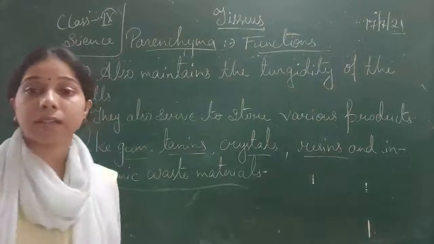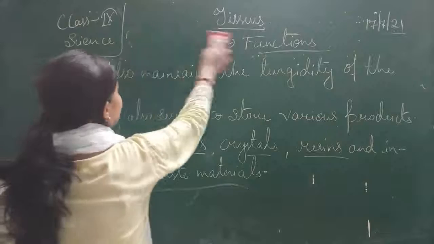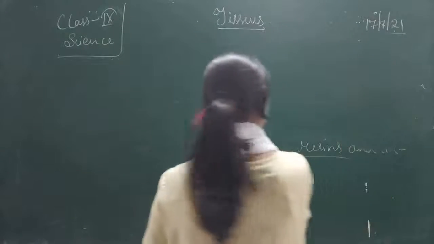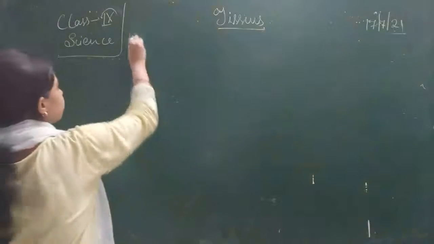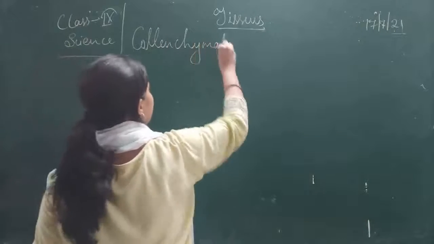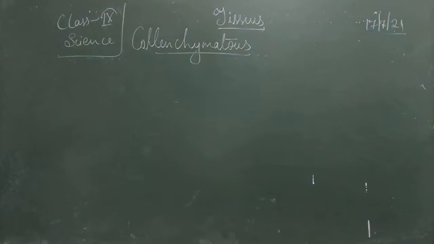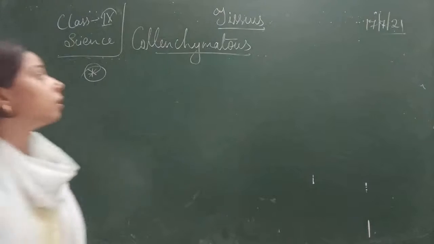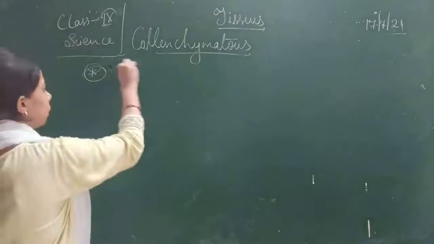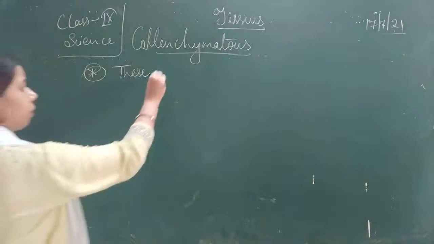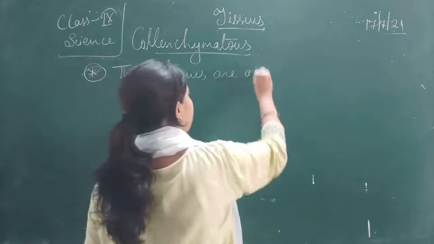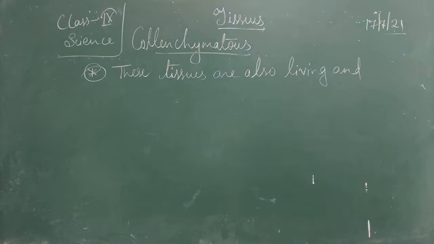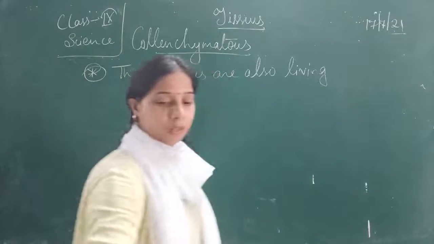Talking about the next one, which is also called the collenchymatous cell, students. In the case of a collenchymatous cell, these tissues are also living and they are elongated cells, living with elongated cells.